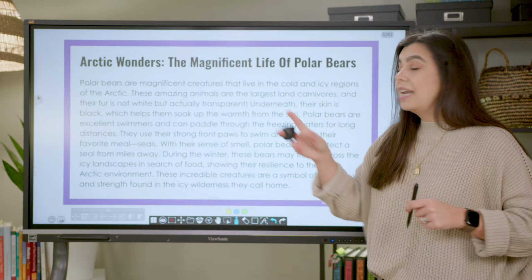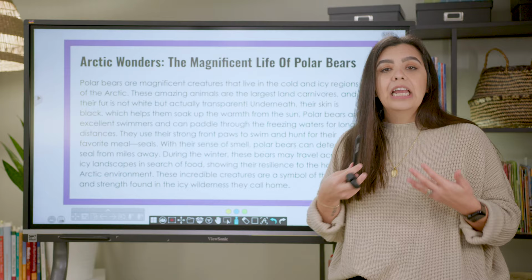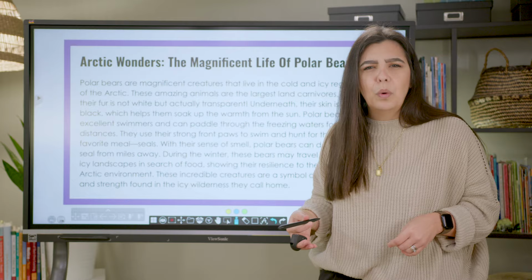So now I might say, we're going to read this next sentence together. Here we go, ready? "Underneath, their skin is black, which helps them soak up the warmth from the sun." Reading it all together, practicing that fluency, but be intentional with the sentence you want them to read and make sure that the readability is there. If it's a sentence that has some more challenging text, then obviously you wouldn't want your students to choral read that because they're going to struggle.